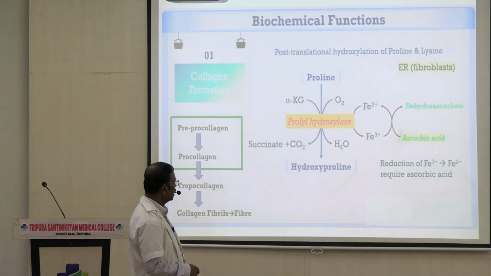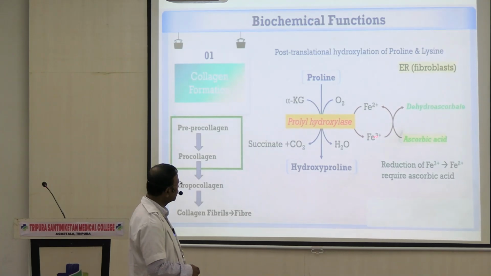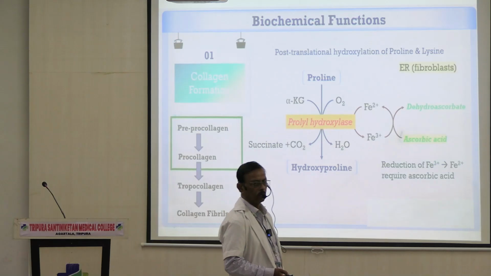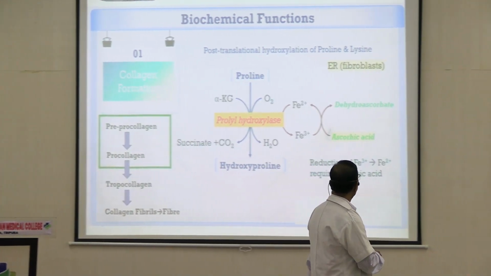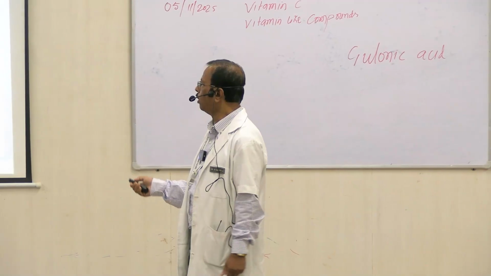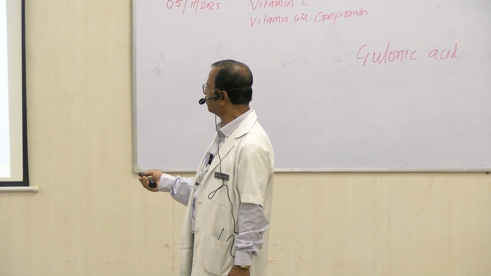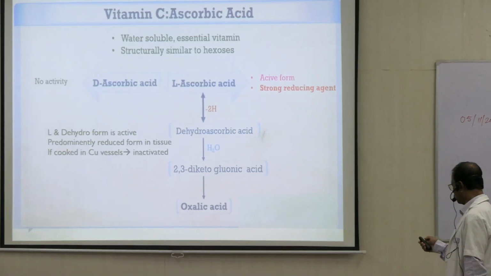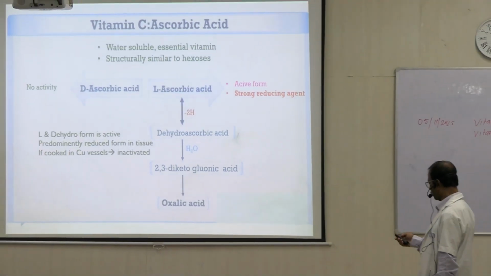Ascorbic acid reduces ferric ion to ferrous ion. Now it becomes dehydroascorbate, and it is a reversible reaction. So they can interchange with each other.